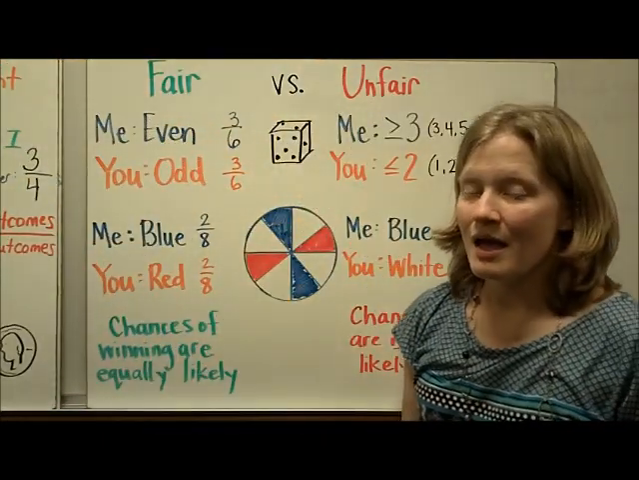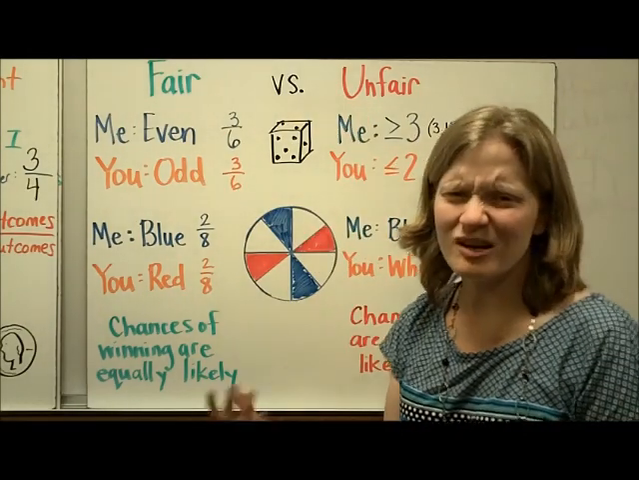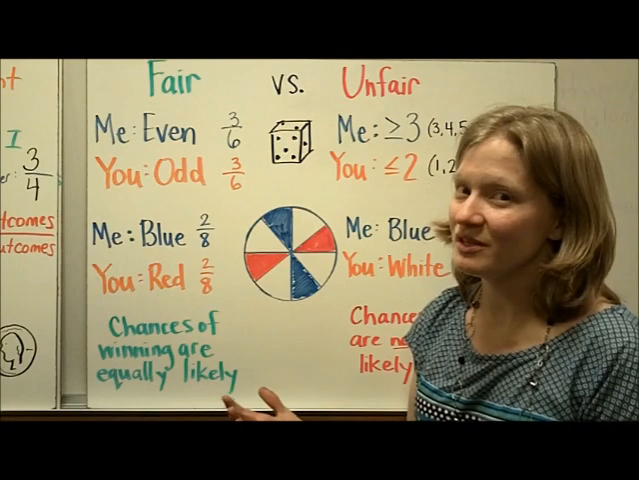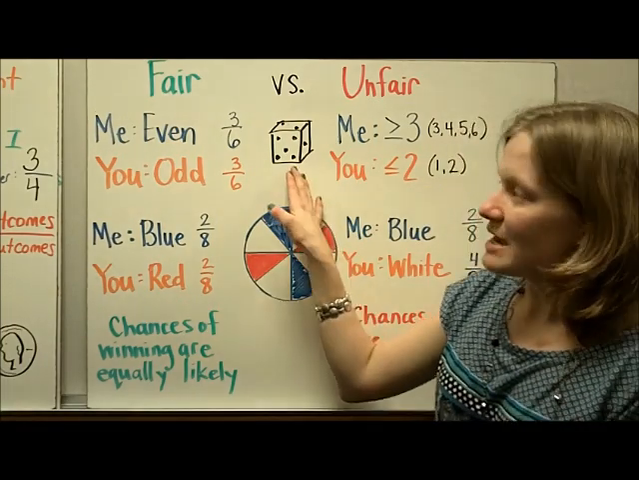Sometimes you'll talk about events or games maybe that are fair or unfair. So let's talk about how we can determine if something is really fair or unfair using probability rules. First, let's talk about a dice game.